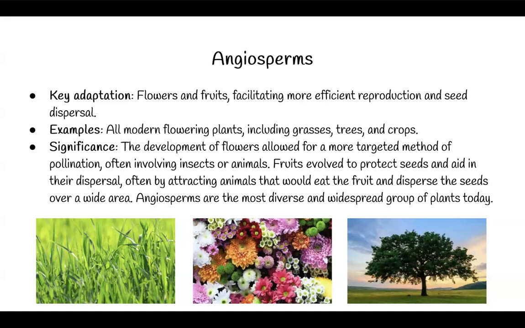So the next group we have is angiosperms. Their key adaptations are flowers and fruits, which facilitate more efficient reproduction and seed dispersal. Some examples are all modern flowering plants, including grasses, trees, and crops. The significance of these angiosperms is the development of flowers, which allowed for a more targeted method of pollination, often involving insects or animals. Fruits evolved to protect seeds and aid in their dispersal, often by attracting animals that would eat the fruit and disperse the seeds over a wide area. Angiosperms are the most diverse and widespread group of plants today.